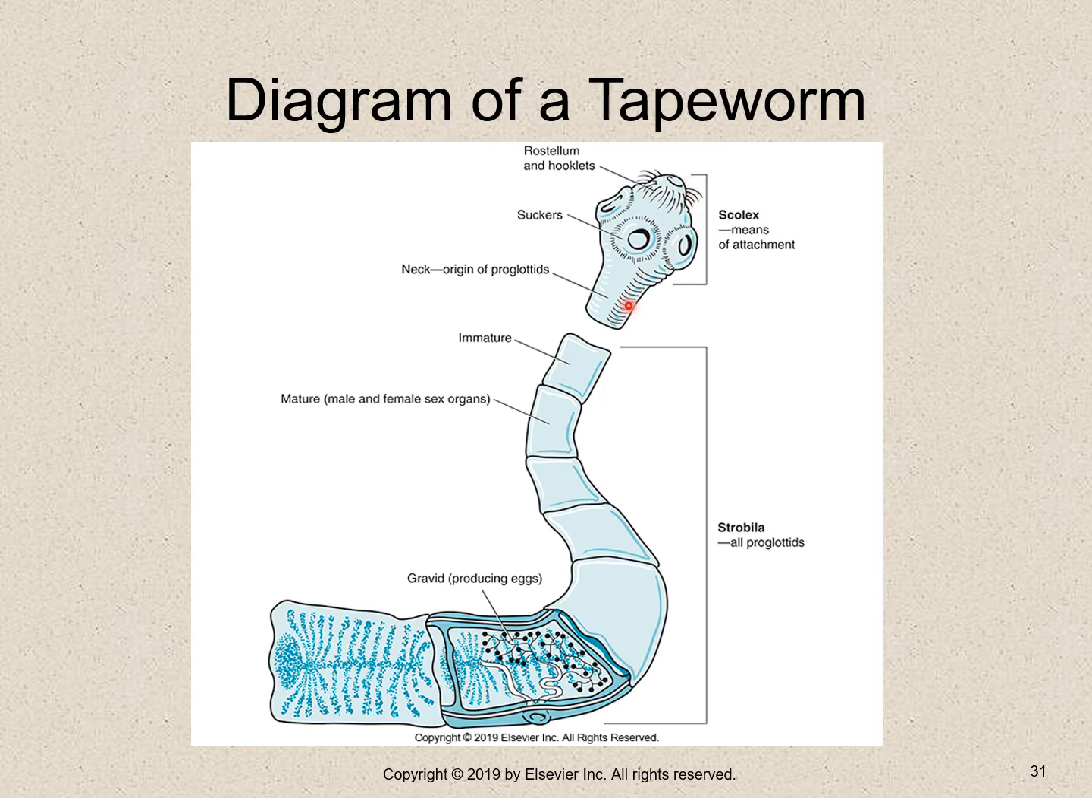The neck is directly behind the scolex, and treatment for infection is typically targeted at detaching the scolex from the mucosa because the neck is where the proglottid production occurs. Gravid proglottids at the distal end of the organism are where the eggs are discharged into the stool.